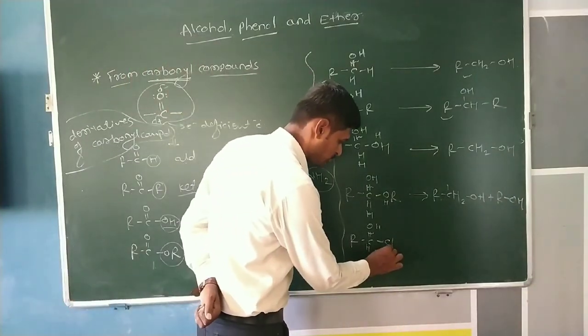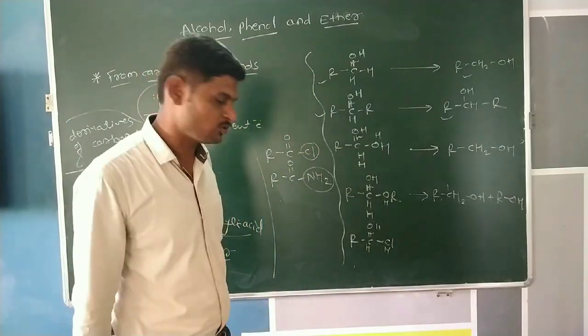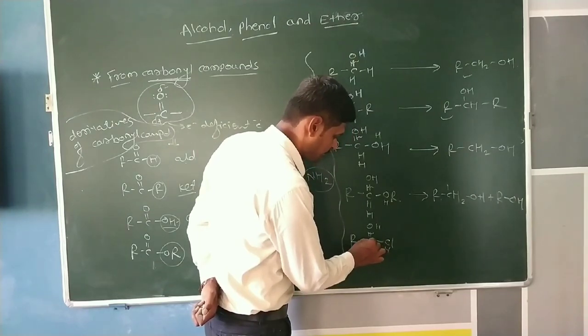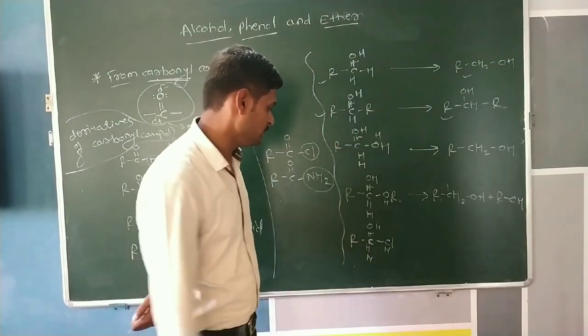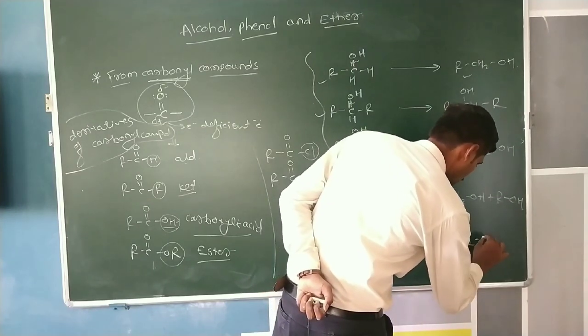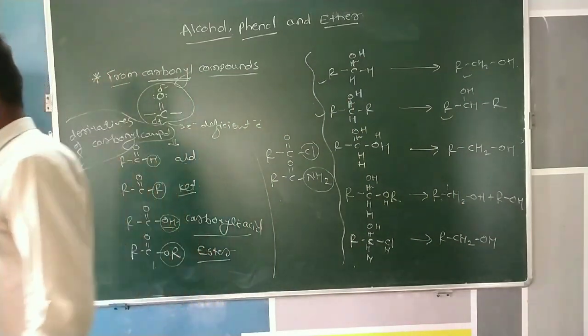And H plus is also required. One hydrogen is required to combine with Cl minus, and there is a formation of HCl, and another hydrogen is also required for this carbon atom. Then it forms RCH2OH. There is a formation of alcohol.